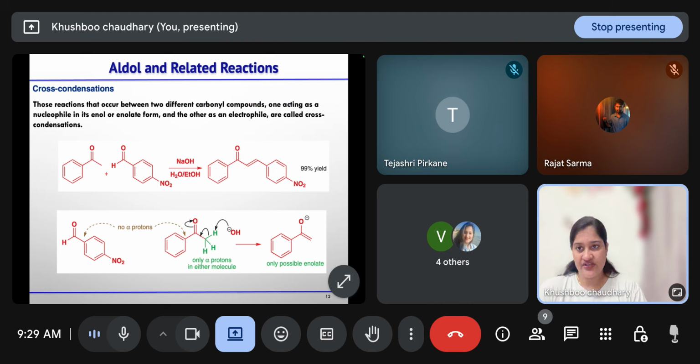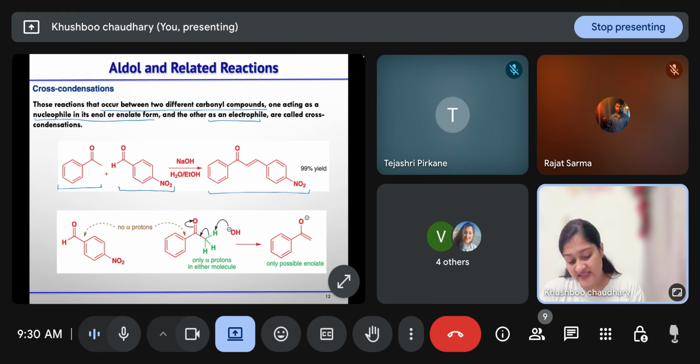Then cross condensation reactions, those reactions where reaction occurs between two different carbonyl compounds. One of the carbonyl compounds acts as a nucleophile in its enol or enolate form, and the other acts as an electrophile. Such reactions we call cross condensation reactions. One example is given here: if we have this benzaldehyde, a substituted benzaldehyde, and this ketone, and we treat it with base in the presence of water and ethanol as the solvent, we will get this dehydrated product.